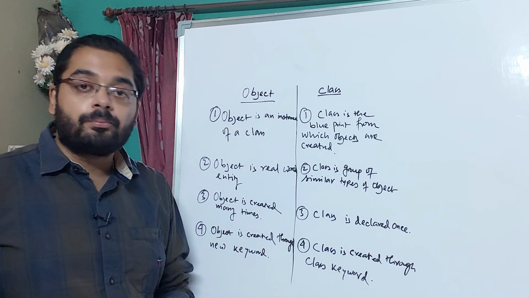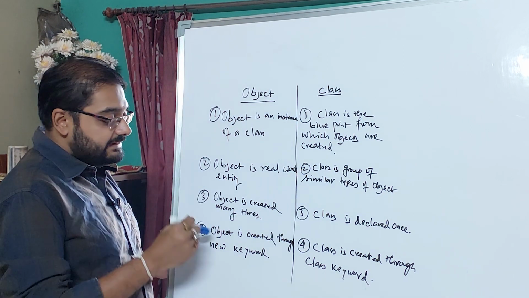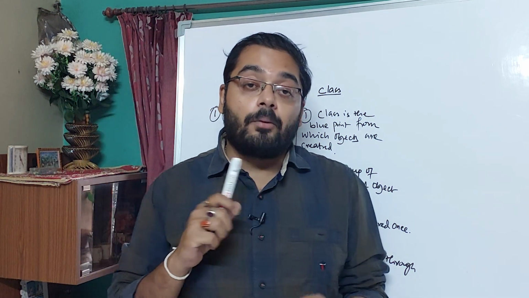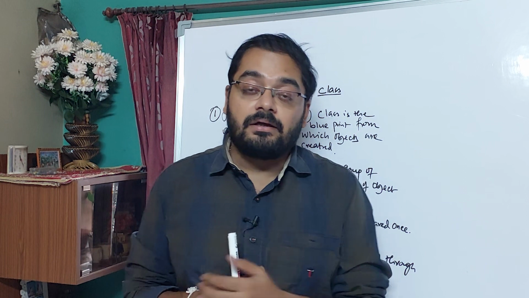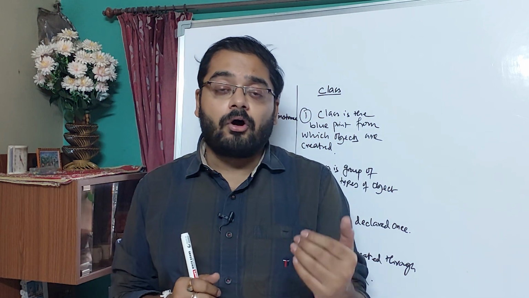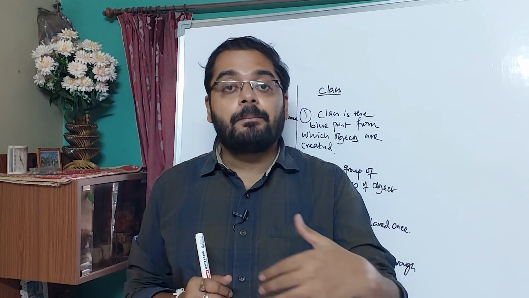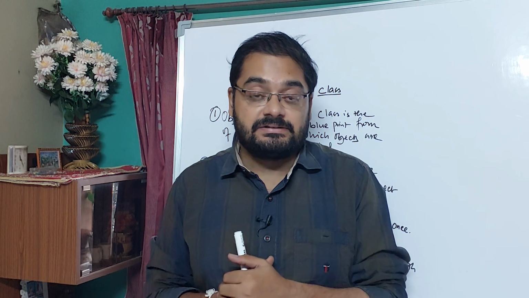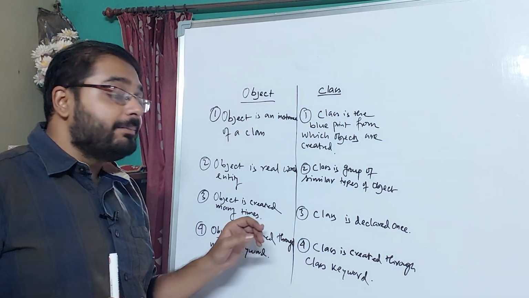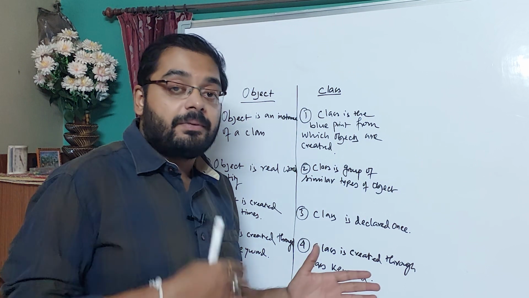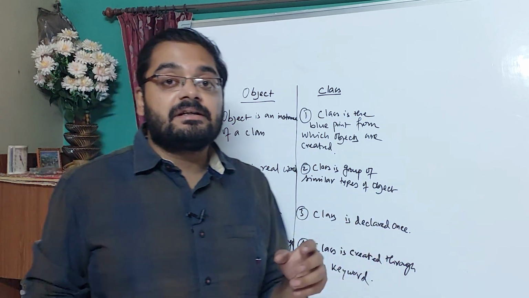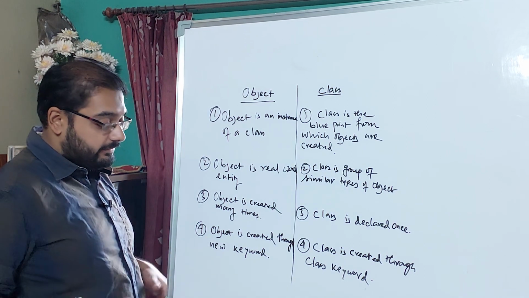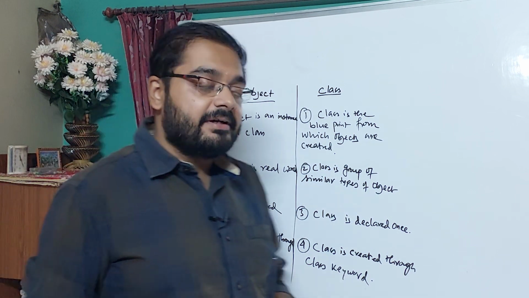So class is a group of similar types of object, and an object is created many times and a class is declared once. I also told previously that from the class we can create n number of objects as per user expectations. So objects can be created many times, and class is declared only once. And the last point: object is created through the new keyword and class is created with the class keyword.